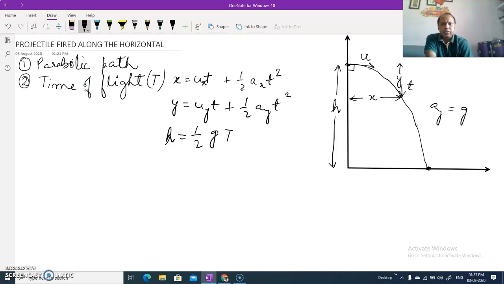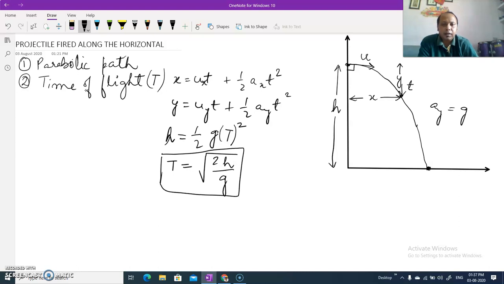So the time required to reach the ground by covering a distance of h along the vertical. So this will be the formula here. Small t is replaced by capital T. So from this we can simply write the value of the time of flight, which will be given by root over 2h upon g. So this is the value of the time required by the projectile which is thrown from a particular height h in the horizontal direction. It takes that much time to reach the ground.